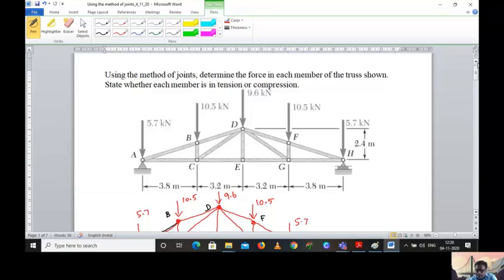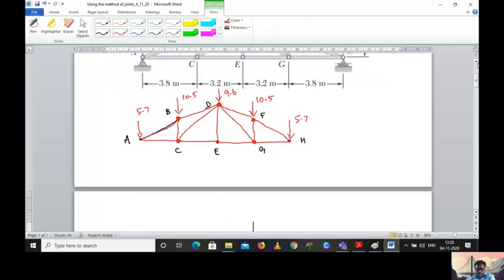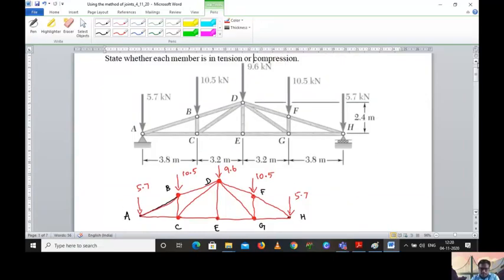So we are going to determine the force in each member of the truss shown in the figure, and also we are going to state whether each member is in tension or compression. As we have discussed in the class, this is the free body diagram of that particular given problem.